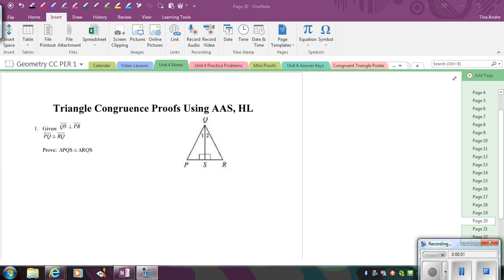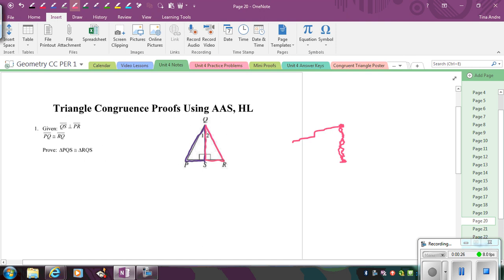In this video, we're going to look at how to prove congruent triangles using angle, angle side, and HL. So for the first example here, we have some givens and we look at what we're trying to prove. So we're trying to prove triangle PQS, this triangle right here, is congruent to triangle RQS, this triangle on the other side.